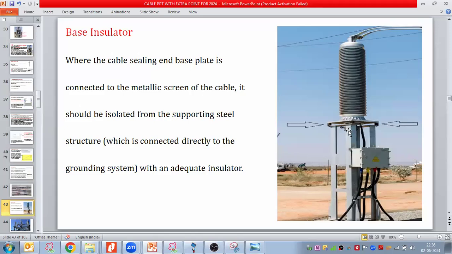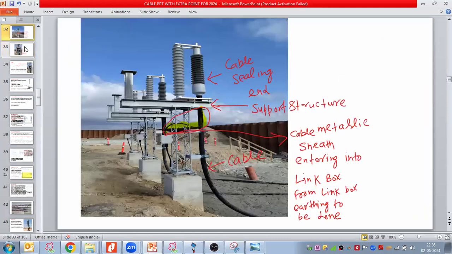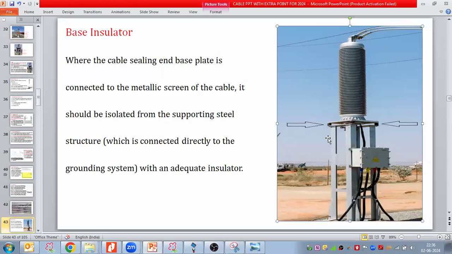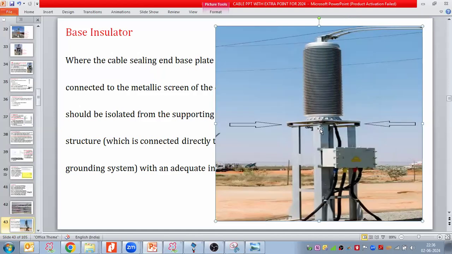Now, one point I would like to highlight here. If you see this supporting plate, it is not directly connected to the structure. If you see this one as well. Could you see the small insulator here? Could you see the arrow where I have highlighted? This is the link box.